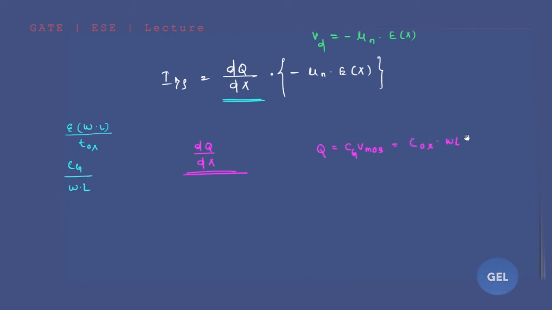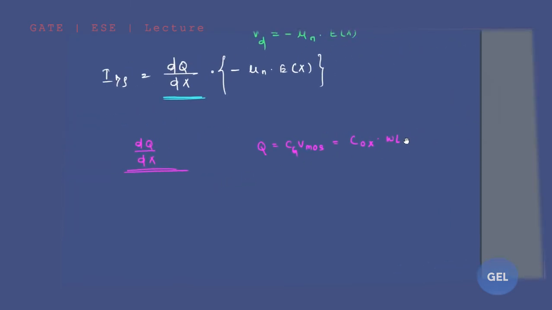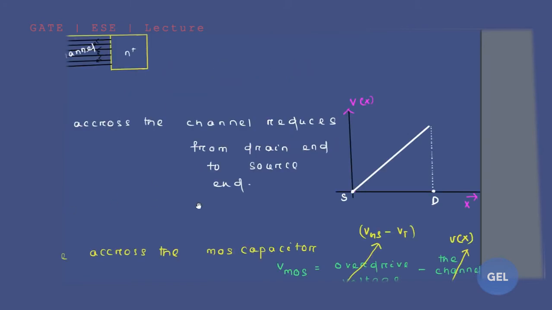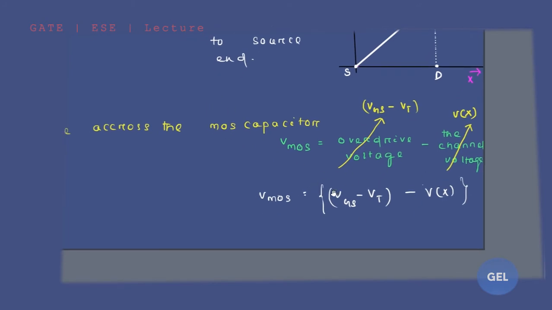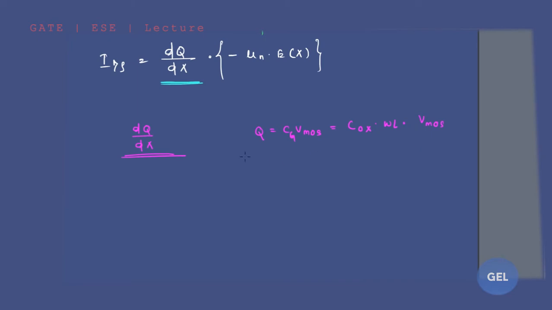In place of Cg, I can write down C naught x into WL. Can we write that? Yes sir. Into VGS, can we write that? Yes sir, this is the value of VGS. So if you look here, you get Q equals C naught x into W into VGS into L. So instead of writing L, I can write down dx for dQ.